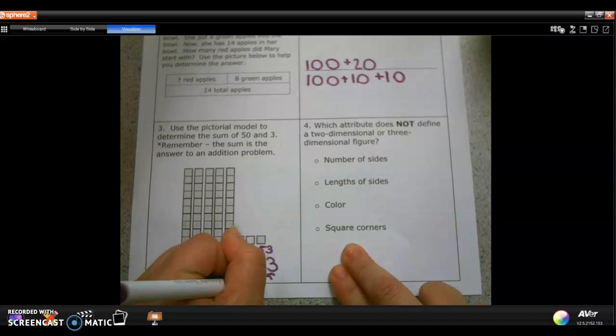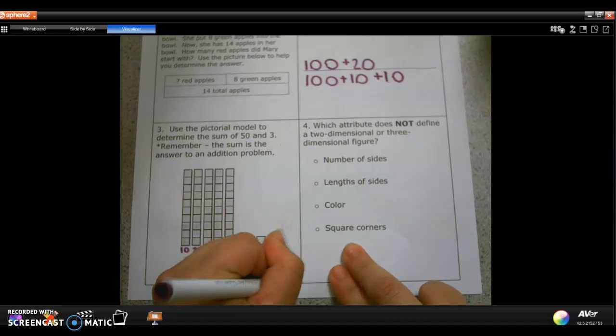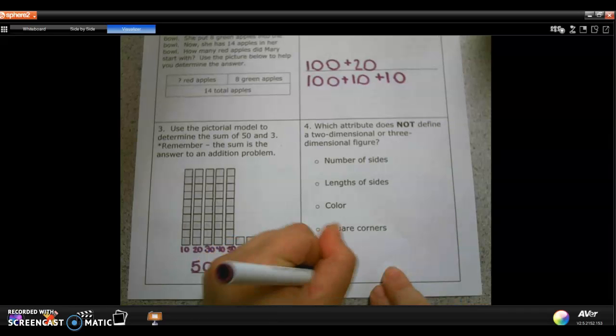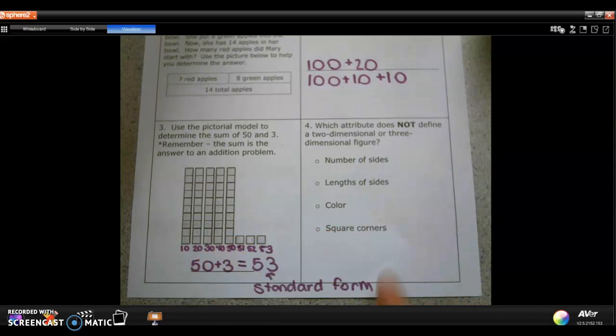This right here is called standard form. When you just write the number, again, that is standard form.